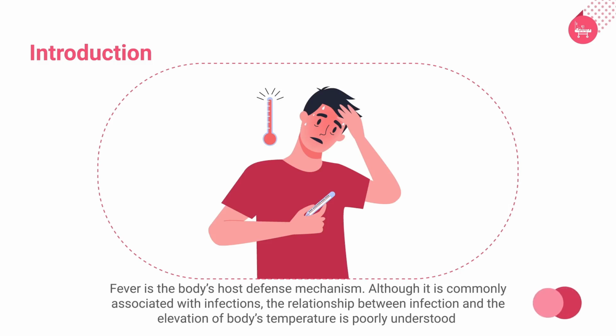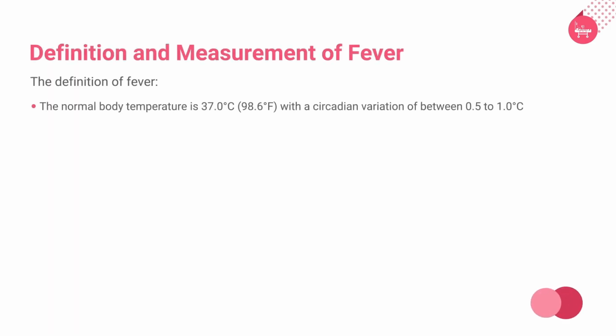Moving on, we will define fever and explore different methods to measure a patient's body temperature. A normal body temperature is considered to be 37 degrees Celsius or 98.6 degrees Fahrenheit, with a circadian variation of between 0.5 to 1 degree Celsius.